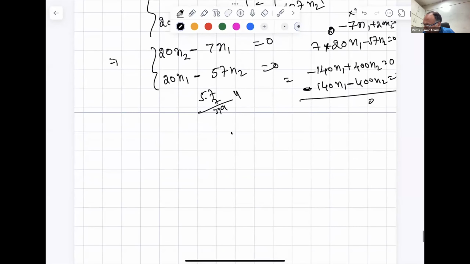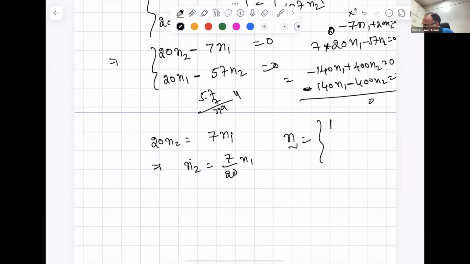So, what you will get is 20 N2 is equal to 7 N1. That implies N2 is equal to 7 by 20 N1. That means I can say if N1 is equal to 1, N2 will be 7 by 20. That is your eigenvector. You can choose one number. So, this is the eigenvector for sigma 1 is equal to 107.